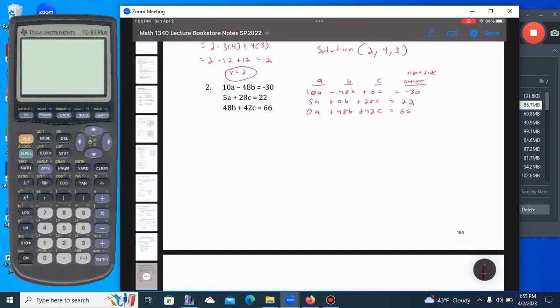We'll put this into a matrix. A matrix would have 3 equations, so we have 3 spots going down, 3 rows. And there's 4 across. There's 3 variables plus your right side, so you have 1, 2, 3, 4. And it's basically all the coefficients here. So you have 10, -48, 0, -30, 5, 0, 28, 22, 0, 48, 42, 66.